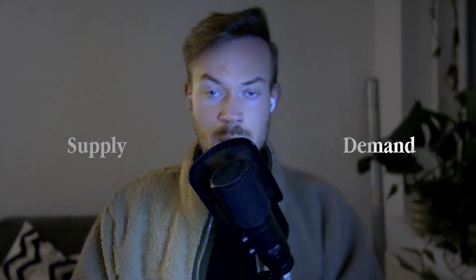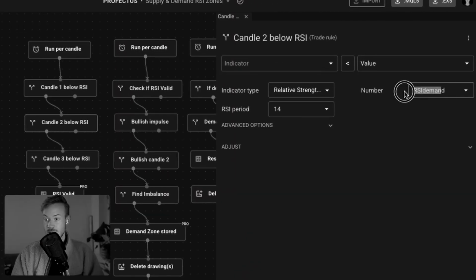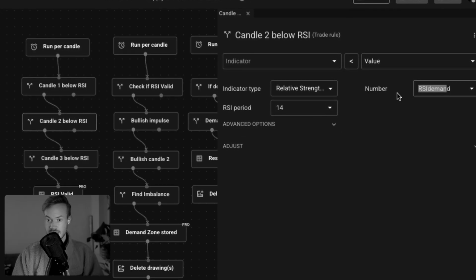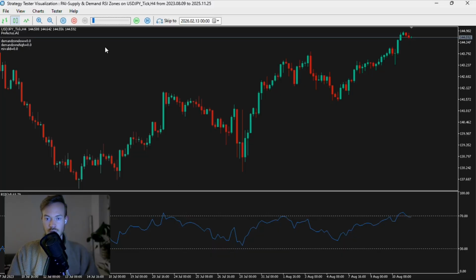Today we will extend the concept of supply and demand by adding RSI on top, the relative strength index, as one of unlimited angles you can apply on Perfectus AI, figuring out viable supply and demand trading zones. Today, as always, we will focus on demand zones. And let me super quick show you what it means.